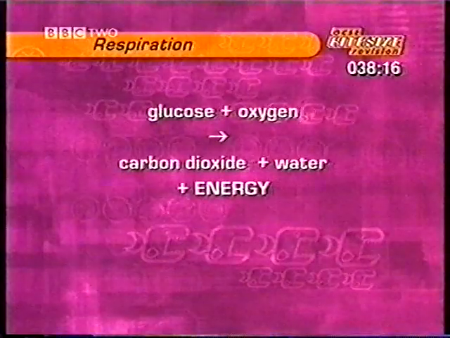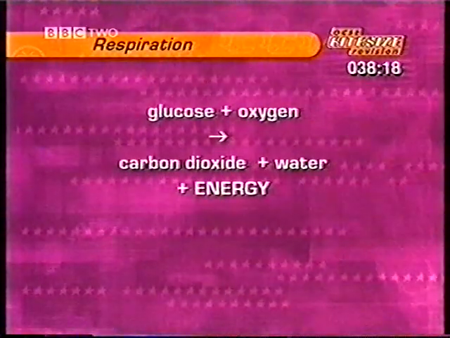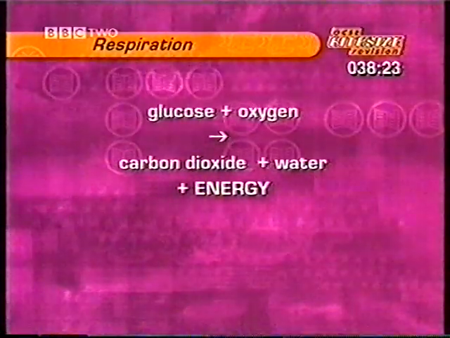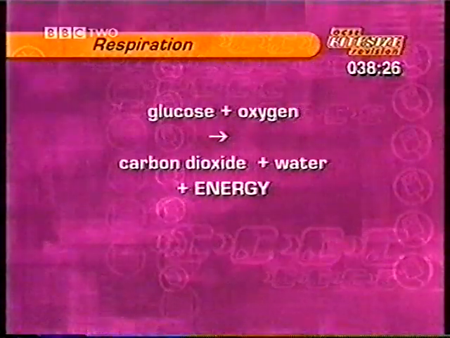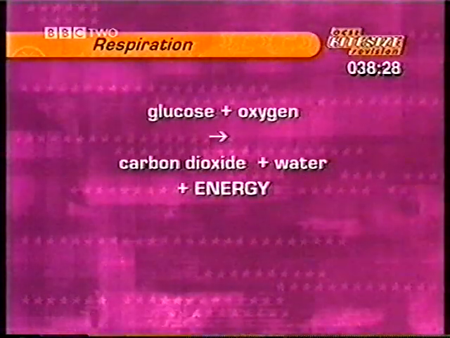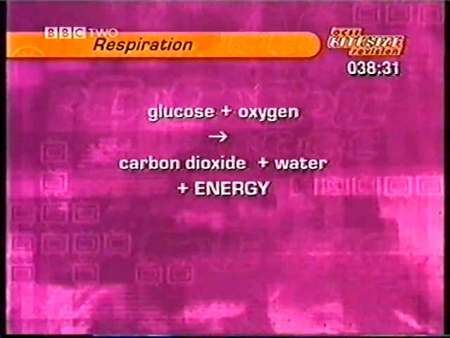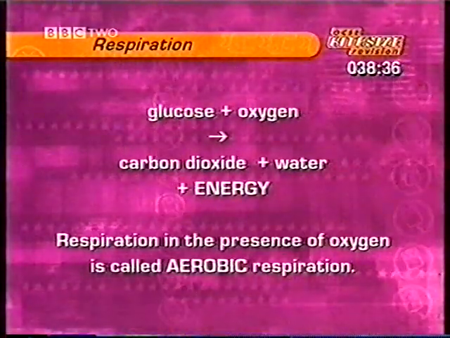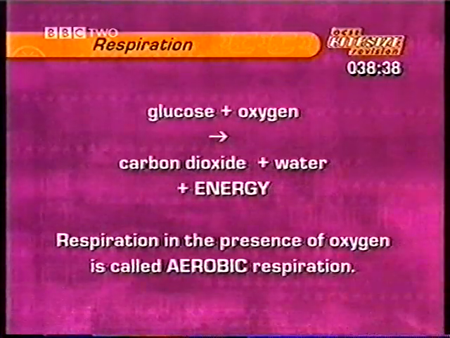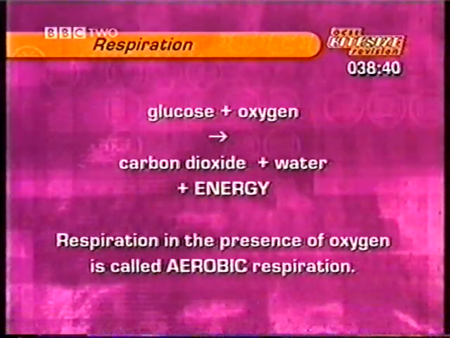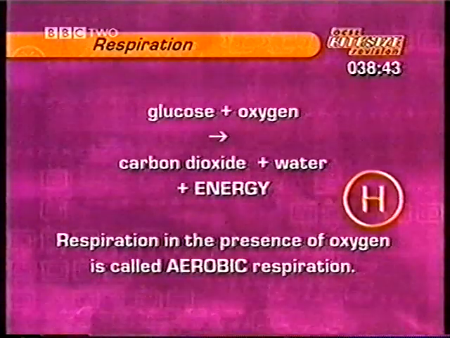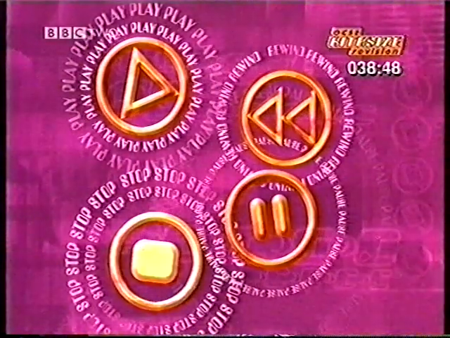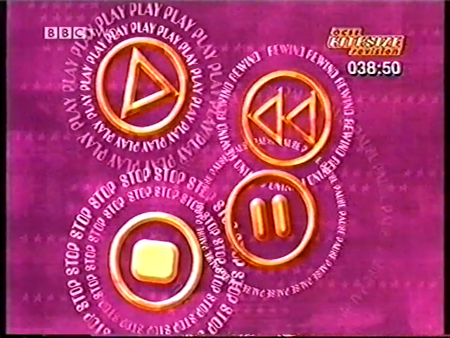The word equation for respiration is glucose from food plus oxygen from inhaled air gives carbon dioxide plus water plus energy. Glucose sugar is oxidized in all the cells of the body, and the cells use the energy released. The byproducts are carbon dioxide and water. Respiration in the presence of oxygen is called aerobic respiration. There's more about human respiration in the higher tier science programme. That's the end of the section on respiration.